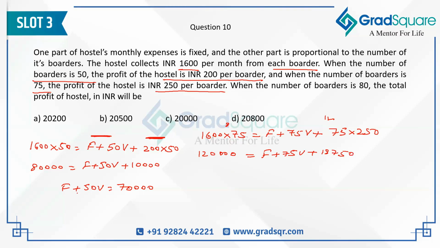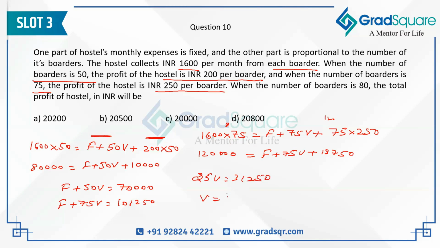So what is the equation that we are getting now? We are getting F plus 75V equal to 1,20,000 minus 18,750, which is going to be 1,01,250 that you are going to get over here. So if you subtract the two equations, what are we going to get? We are going to get 25V, which is equal to 31,250. That is going to be the value.